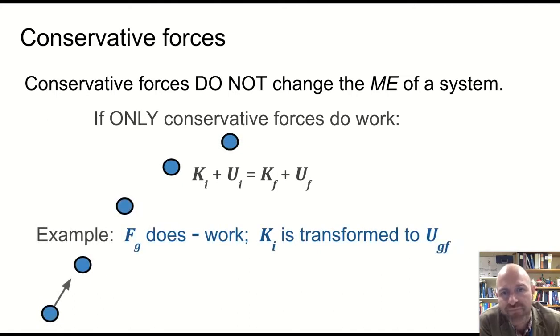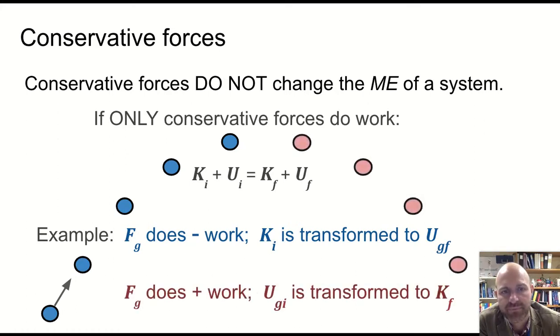However, if this isn't true, then we don't have as simple a situation. In the case of a projectile, the force of gravity does work. We get kinetic energy to start, turned into gravitational potential energy, and so on. And on the way down, the opposite happens. The gravitational potential energy turns into kinetic.